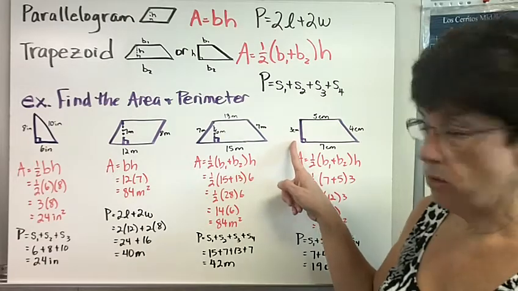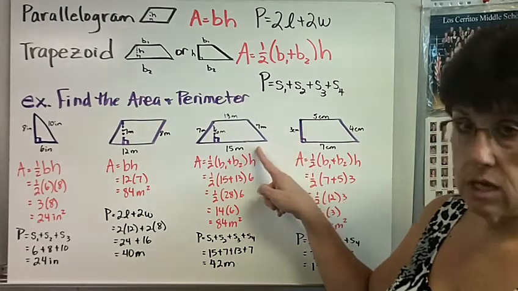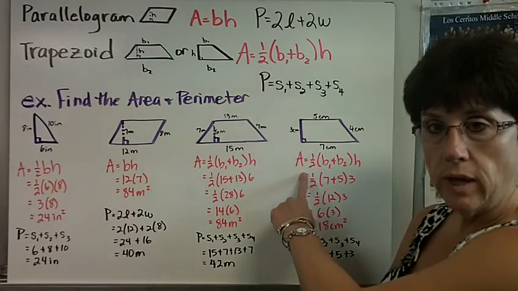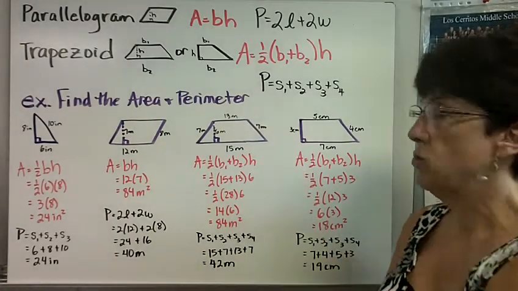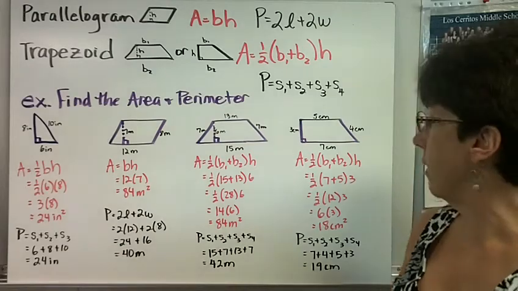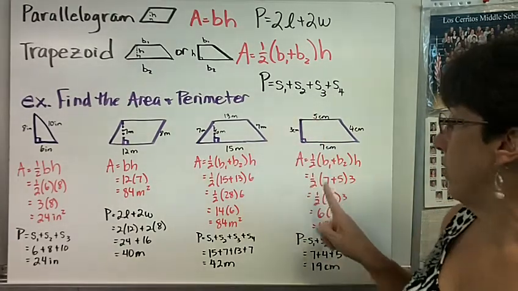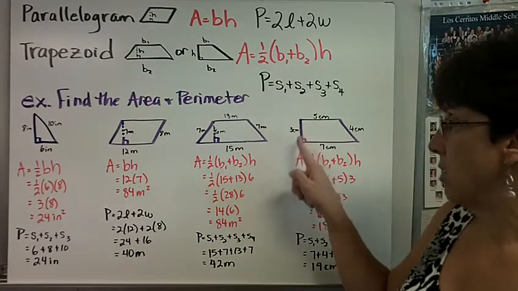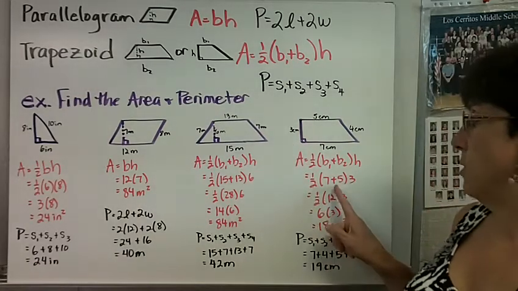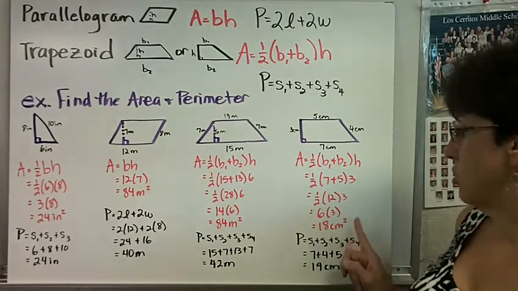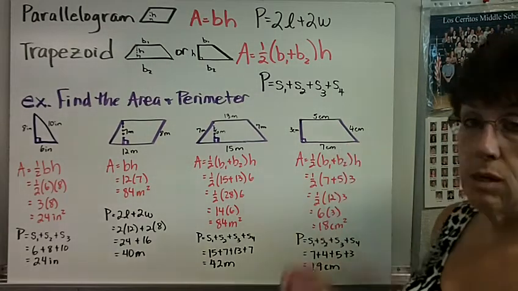Here's a regular trapezoid. This is isosceles, this is regular. But it's the same formula. Area equals 1/2 times the quantity of base 1 plus base 2 times the height. So you bring down your 1/2, 7 plus 5 times the height, 3. 7 plus 5 is 12. Half of that is 6. 6 times 3, 18 centimeters squared.